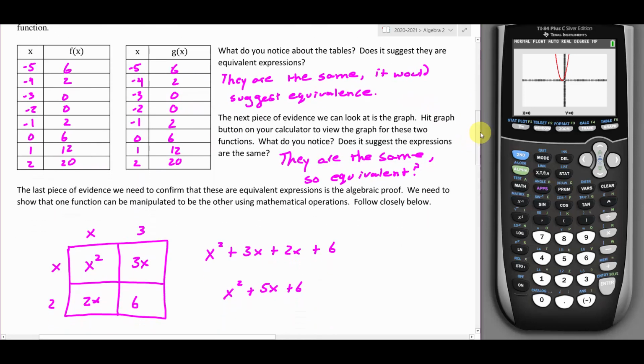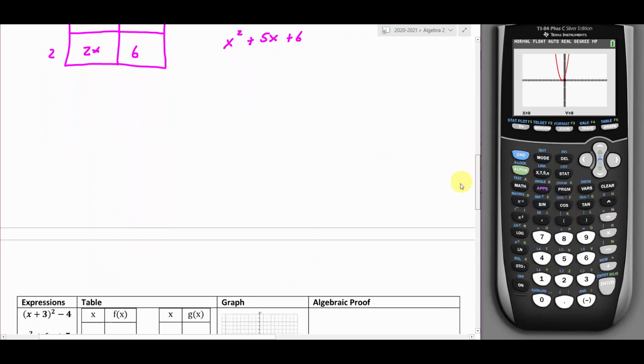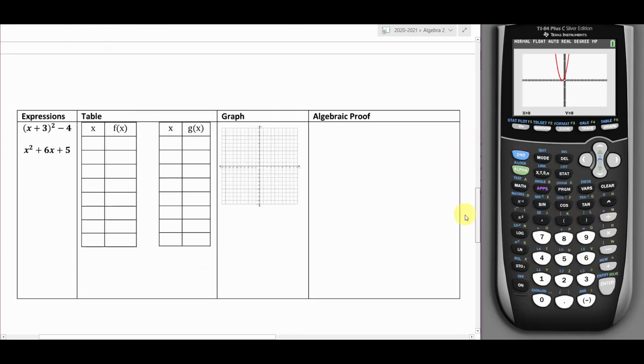So we have shown beyond any reasonable doubt that these are in fact equivalent. The table suggests it, the graph suggested it, and the algebraic proof verified it. Okay? All right, so let's try one more, and we'll be a little bit more concise, a little bit more quick about it this time.